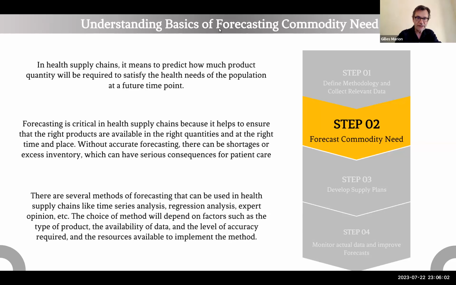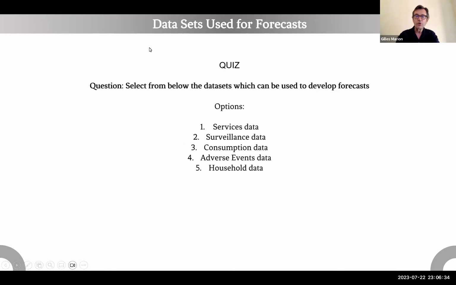So we're going to be looking at various methods of forecasting right now. Those methods depend a bit on the kind of data which is available to you. In some cases, you may have access to morbidity data, population data, or consumption data from previous years. According to the information that you have, you will have to make a choice.